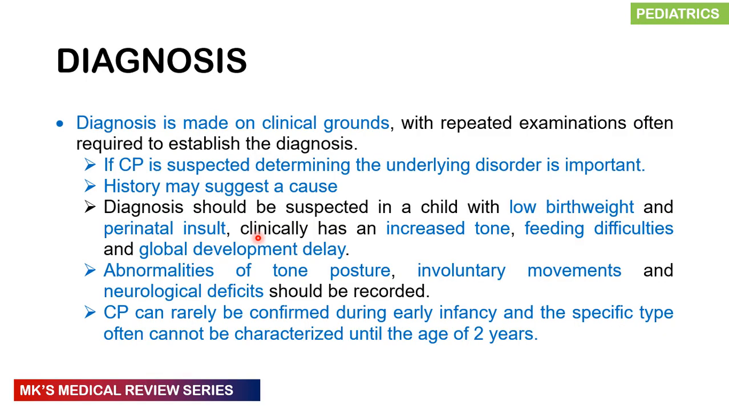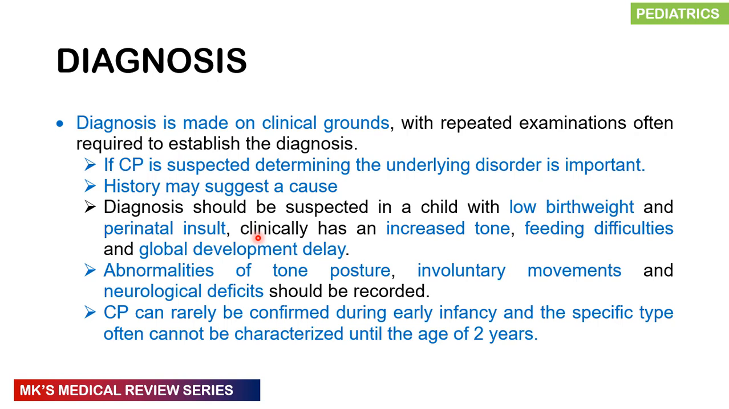Then how do you make a diagnosis? Remember that this is made on clinical grounds with repetitive examinations, and often this is supported by your history. So if cerebral palsy is suspected, we should determine the underlying disorder. So a history is very important. The birth history is very, very important in all CP patients.